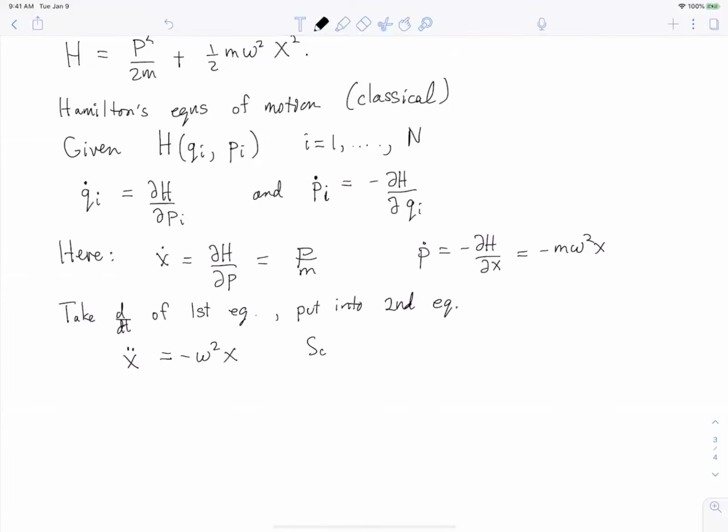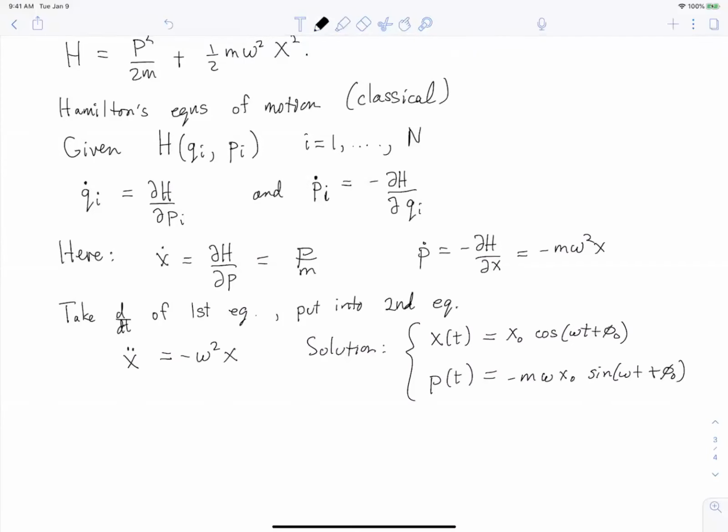And then the solution is x of t is equal to x naught cosine of omega t plus phi 0, and p of t is equal to minus m omega x naught sine of omega t plus phi 0, for some phi 0 and some x naught. Okay, so this is the general solution.